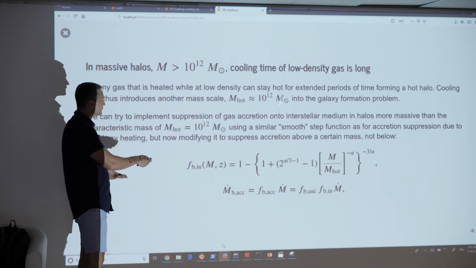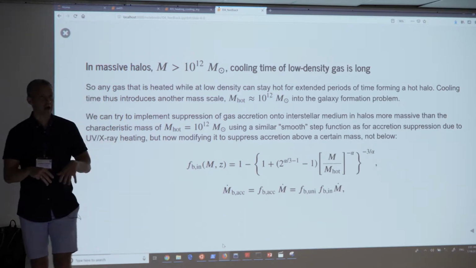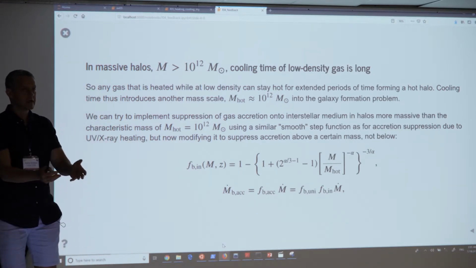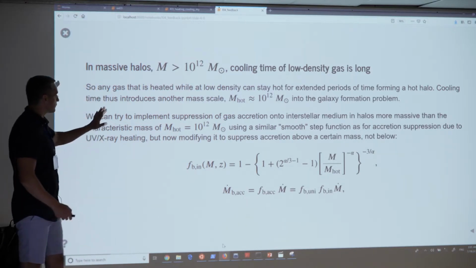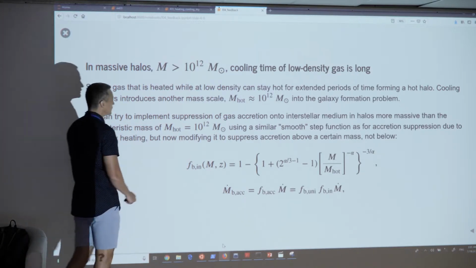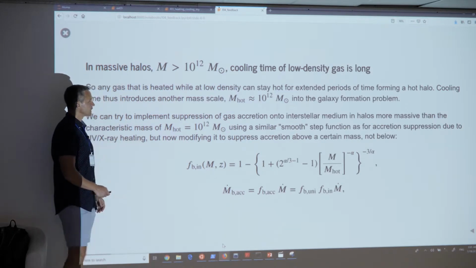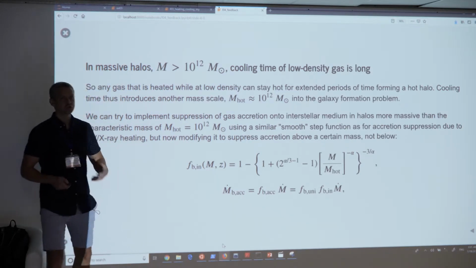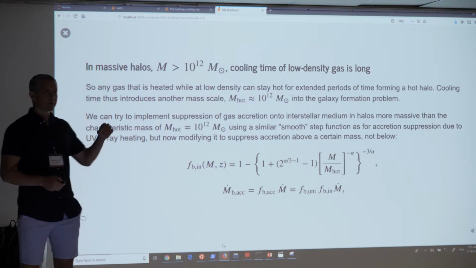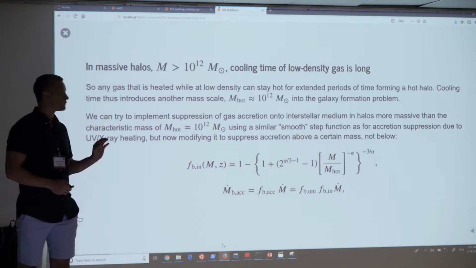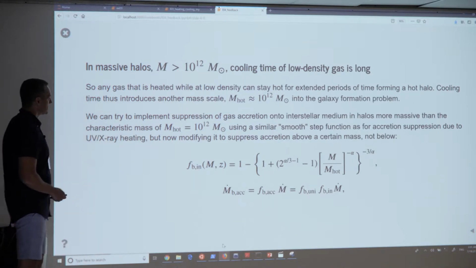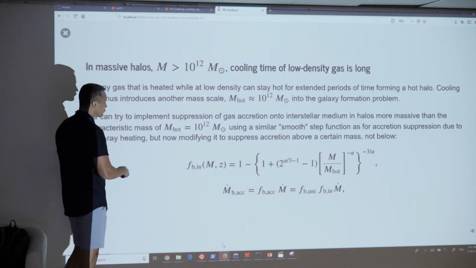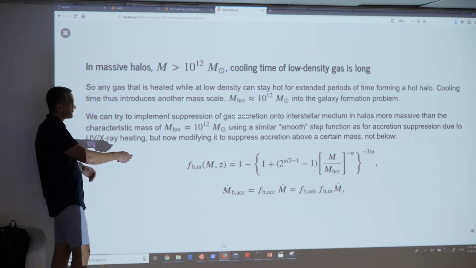to assume that cooling becomes inefficient in halos above 10 to the 12, and therefore accretion of gas, because the hot halo builds up, becomes inefficient on the central galaxy as well. And so this process, just like UV heating after ionization that I considered yesterday, would introduce a mass scale into the problem, but a much larger mass scale. Instead of 10 to 9, it would be a mass scale of 10 to 12, right?